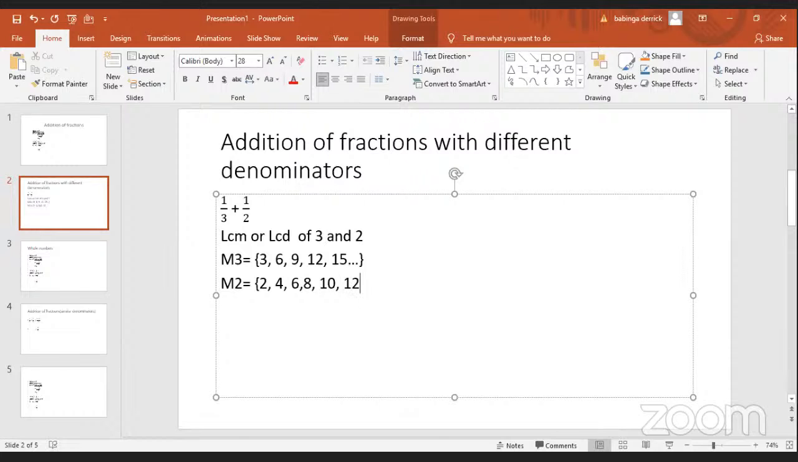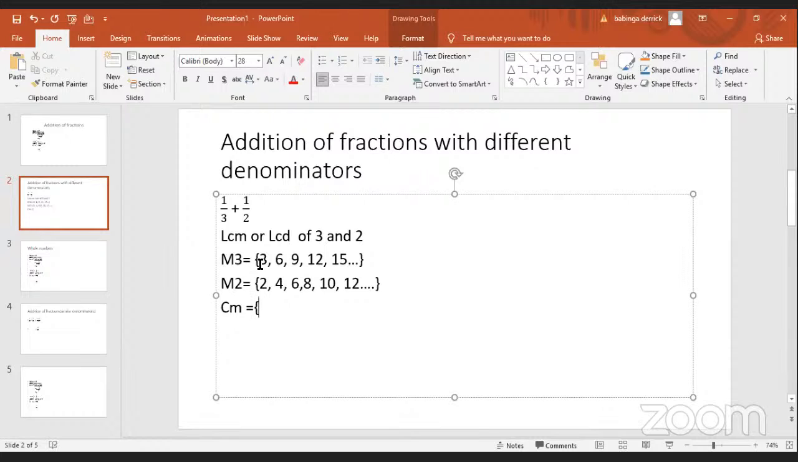12, wonderful. And so many others, because the multiples are always countless. There are very many. You cannot finish them, because you find that you will have 2 times 1,000, 2 times 10,000. All the answers you get will be multiples of 2. So from there, we come and look for the common multiples. The common multiples are always so many, yes?